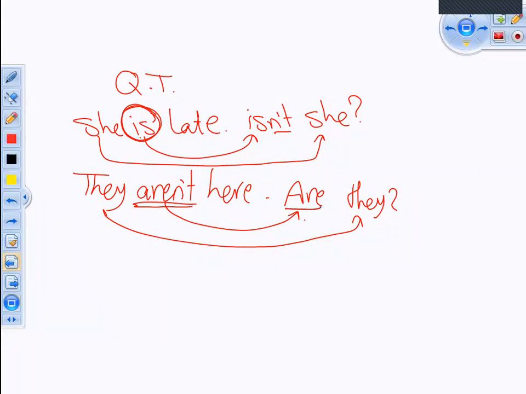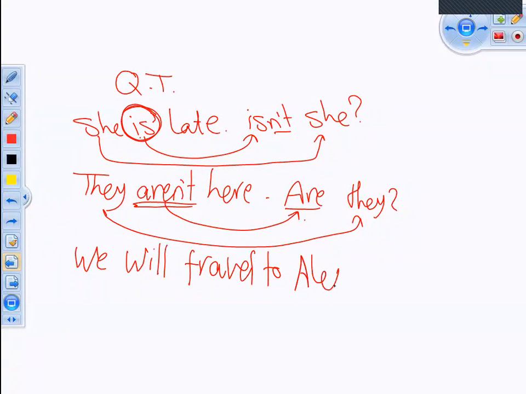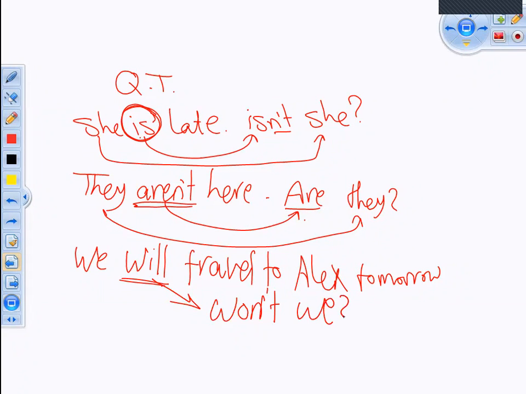We can use this rule with most of our helping verbs. Let's check this sentence again. We will travel to Alexandria, Alex, tomorrow. We have a modal verb, will. So we can change it into negative. Won't we? The same subject. We don't change the subject. Is it okay?